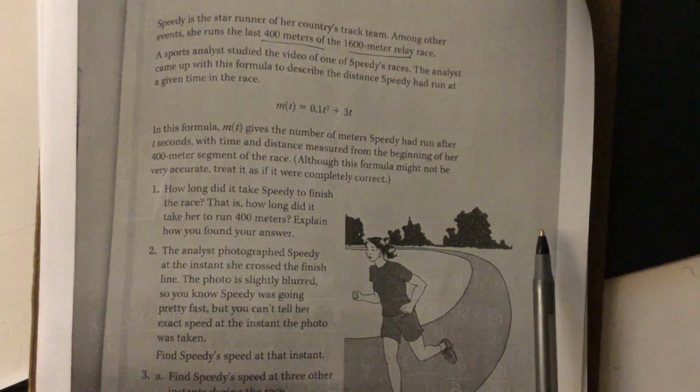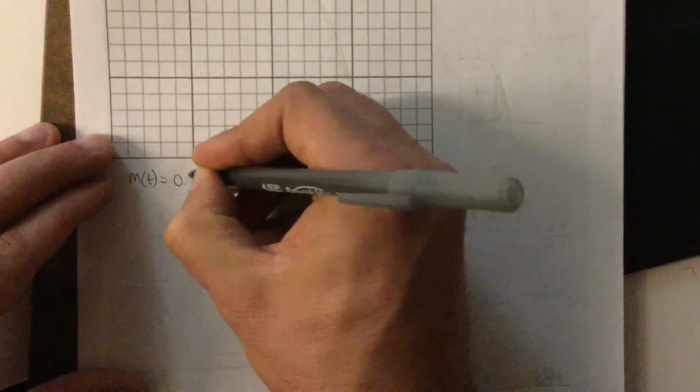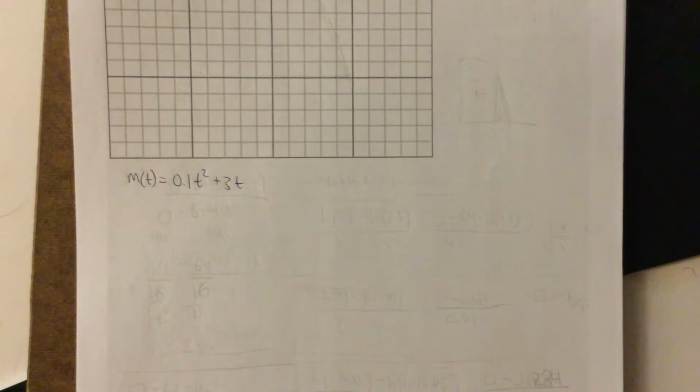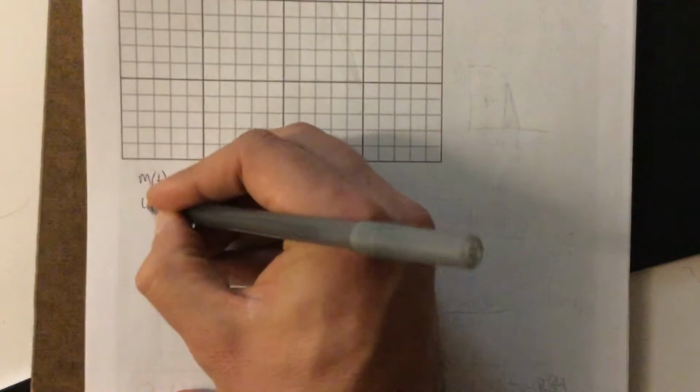Well, we know that if she ran 400 meters, then this function would equal 400. So let's see what we can do with this function. m of t is equal to 0.1t squared plus 3t, and by the time this race is done, that will equal 400 meters.